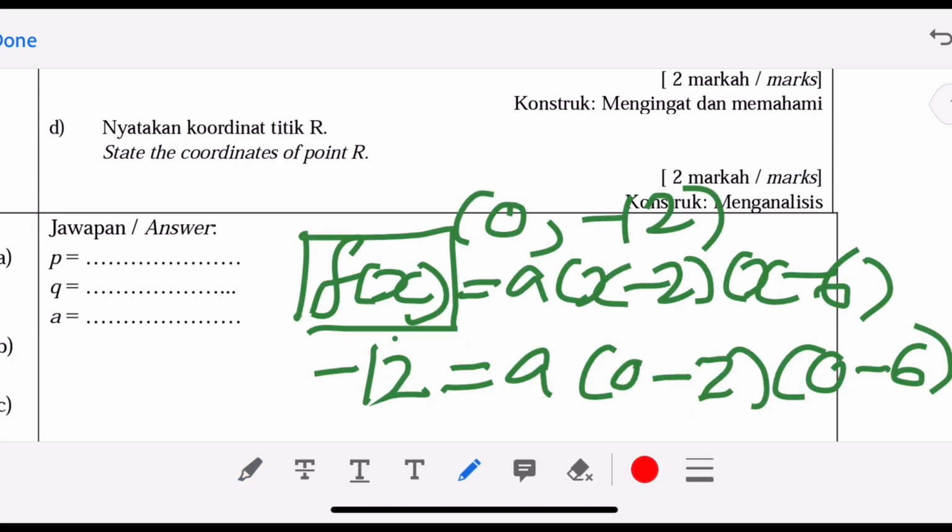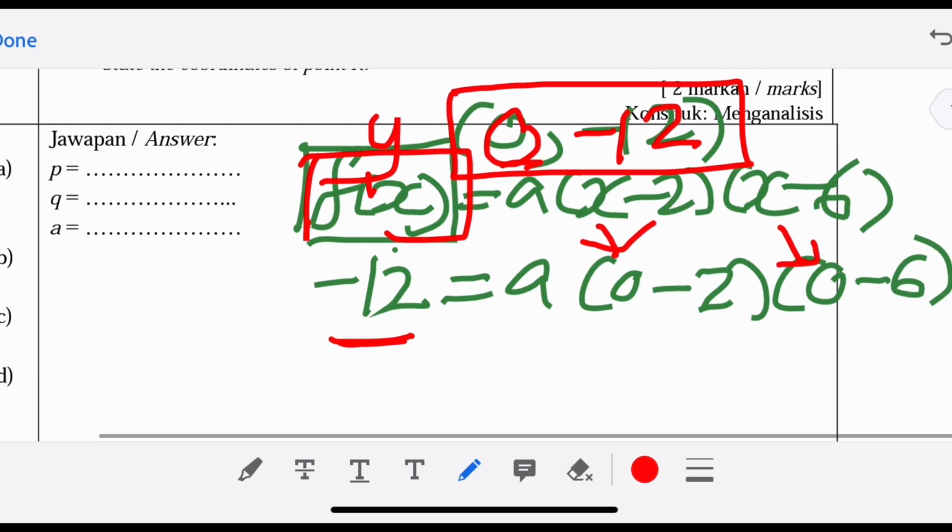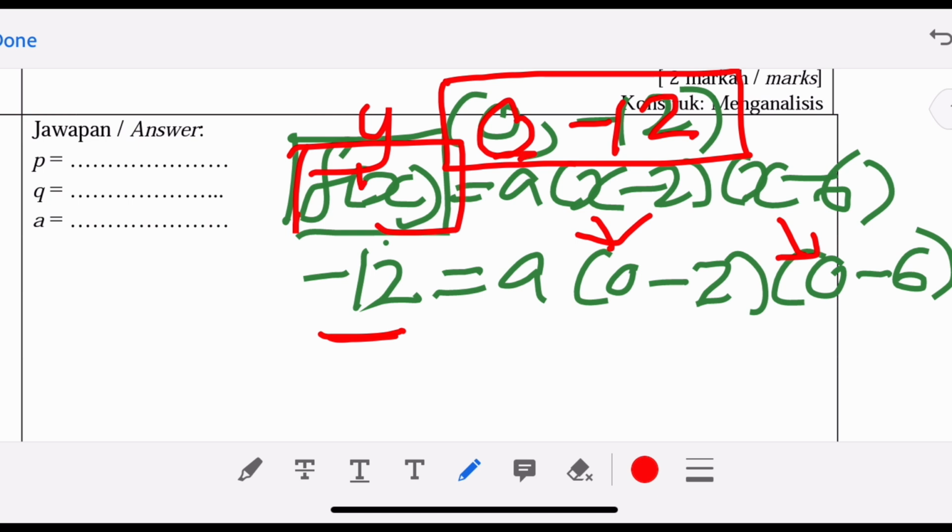Okay, I explain again. You find the y-intercept. The y-intercept is always x = 0, and y has a value. Then this one is y, you can write as y actually. y is -12. You substitute x = 0 here, and the p and q. Just now we have the value: p is 2, q is 6, right?